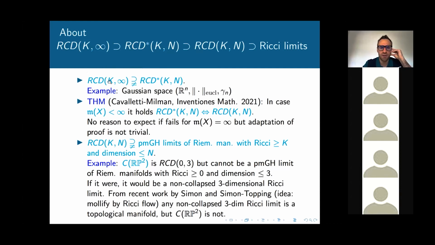So you have that CD(K,∞) includes strictly C*(K,N), and you have exactly the same example. So the Gaussian space is CD(K,∞), but is not C*(K,N) for any N. Regarding the inclusion of CD*(K,N) and CD(K,N), I will tell it now, if I have time, and I don't think so.